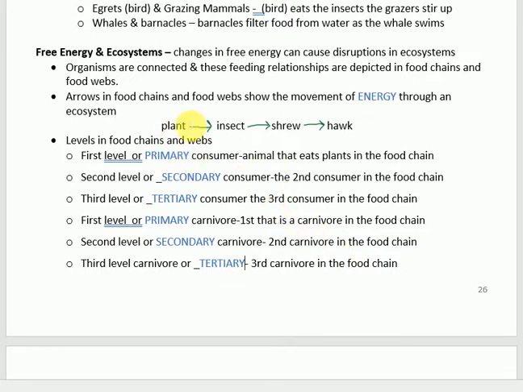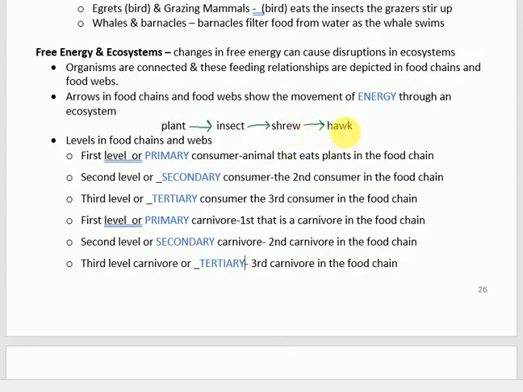Okay, so in the food chain that we have above, let's look at these different levels. So here, the first level or primary consumer, so it's the first one, is going to be what? The plant? No. Why? Because the plant is not a consumer, it is a producer. So the primary consumer is going to be the insect. The secondary consumer is going to be the shrew, and the tertiary would be the hog.